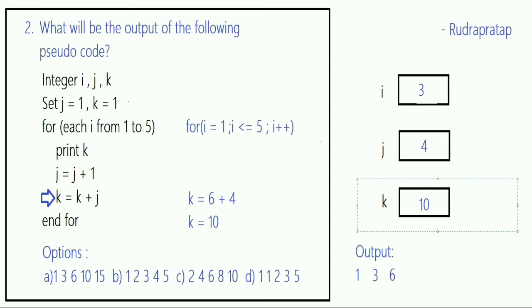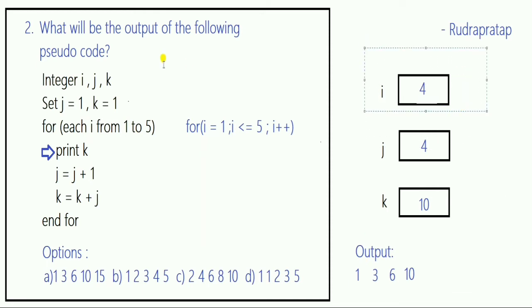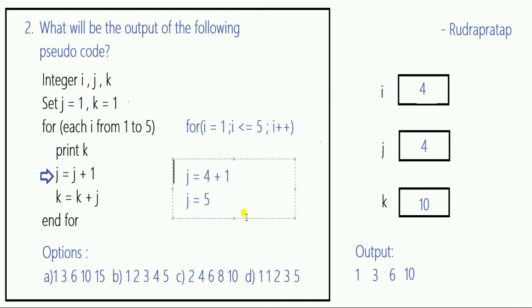And the value of i is again incremented. It will check the condition 4 is less than or equal to 5. It will print k. The value of k is now 10. And after that we have j equal to j plus 1. The value of j is now 4, 4 plus 1, 5. 5 is again assigned to the variable j.